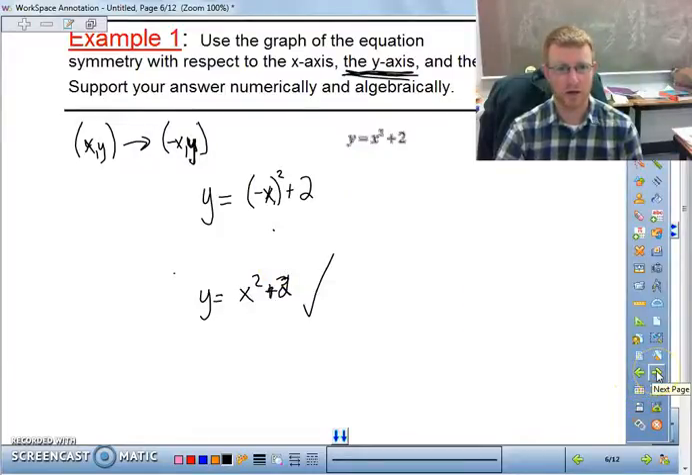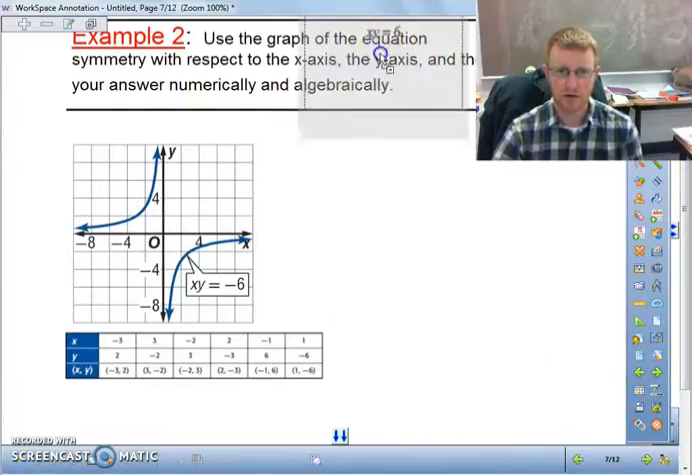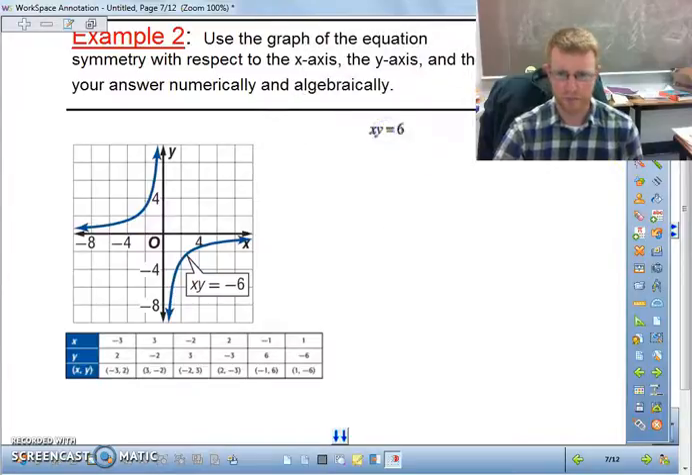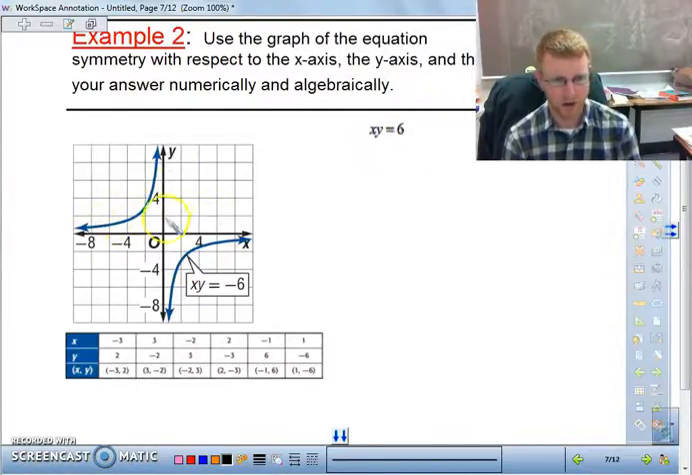So let's take a look at another one. Okay, in this case, we have a function xy equals 6. And in this case, if we look over the y-axis, it's clearly not symmetric over the y-axis because there's nothing here. It's not over the x-axis because there's nothing down here or up here. But it does look like maybe we might be symmetric to the origin. So let's take a look at this.